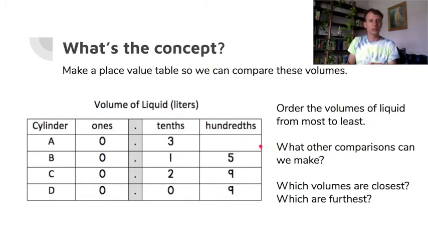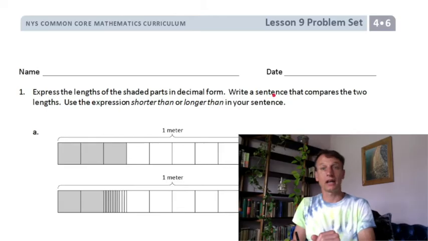So which volumes are closest? I bet you already caught that, right? That the 30 hundredths is only 1 hundredth away from 29 hundredths. And what's your furthest? Again, it's going to be the largest versus the smallest. And how far are those? Can you figure that out in your head? 30 hundredths minus 9 hundredths? Yeah, a difference of 21 hundredths. Very good.